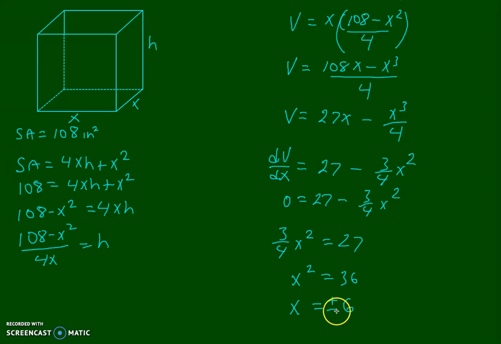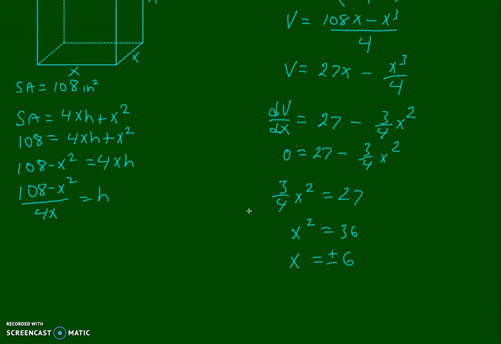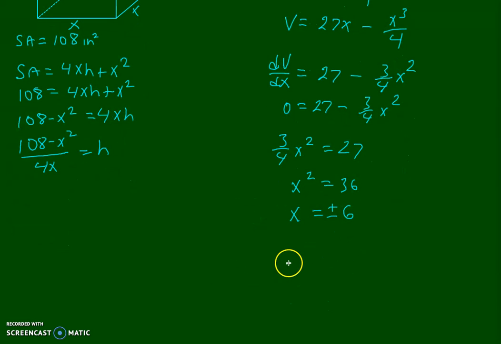We don't need the negative 6, obviously, because that's not going to be a decent value here. We can't have a negative side length. So let's just assume that it's 6 for our critical number. And let's make sure that that's in fact a maximum. So let's put in a 5 and a 7. Evaluating our first derivative at 5, it's positive, and at 7, it's negative. So yes, in fact, that is a maximum.